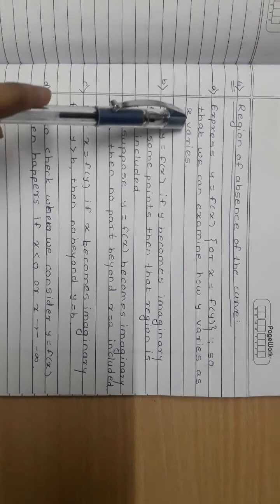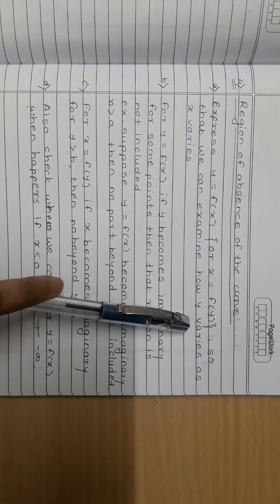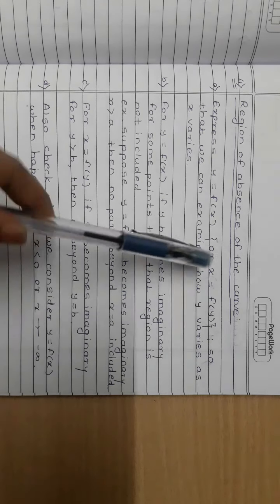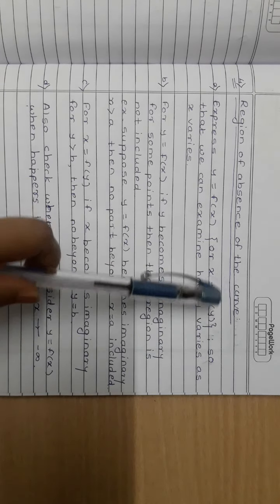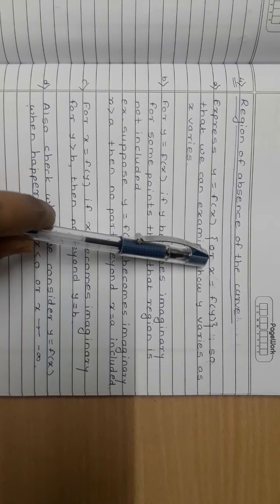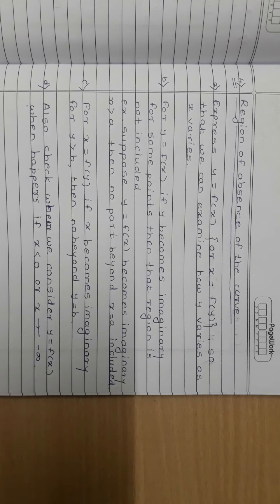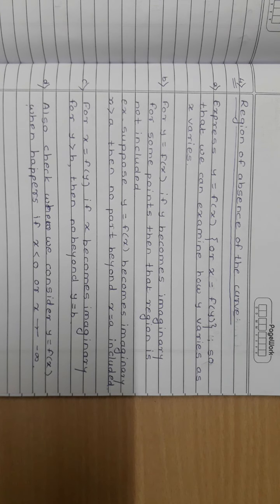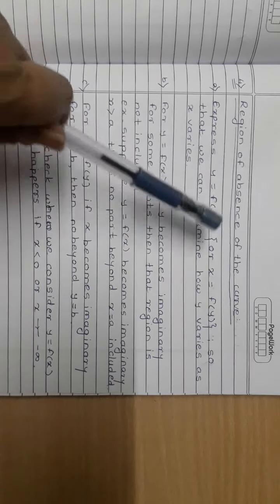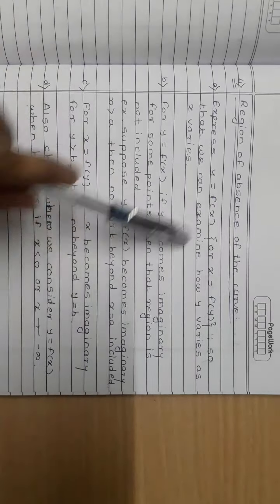If you change the value of x, what are the changes in the values of y? Or if you express this as x equal to f of y, then if you change y, what is the difference in x? You can observe that. So it is a great idea to express it in one of these two forms. Once you express it as y equal to f of x, for now I'll consider y equal to f of x, the same things you can do for x equal to f of y.